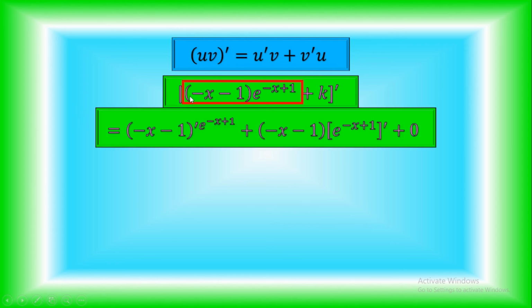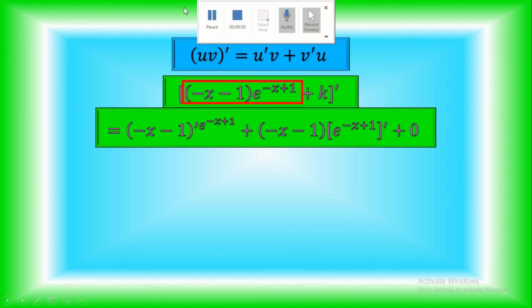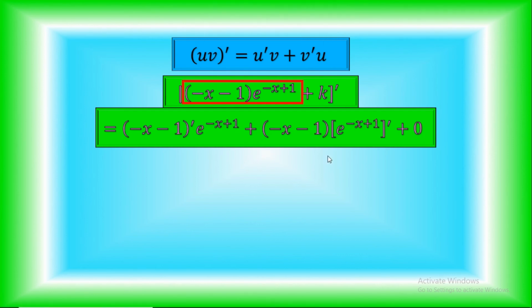So u prime, which is (-x - 1)', times v, we write it, plus v prime, which is the derivative of exponential(-x + 1), times u, which is -x - 1, we copy it, plus the derivative of k, which is 0. Now let's solve the derivatives here.